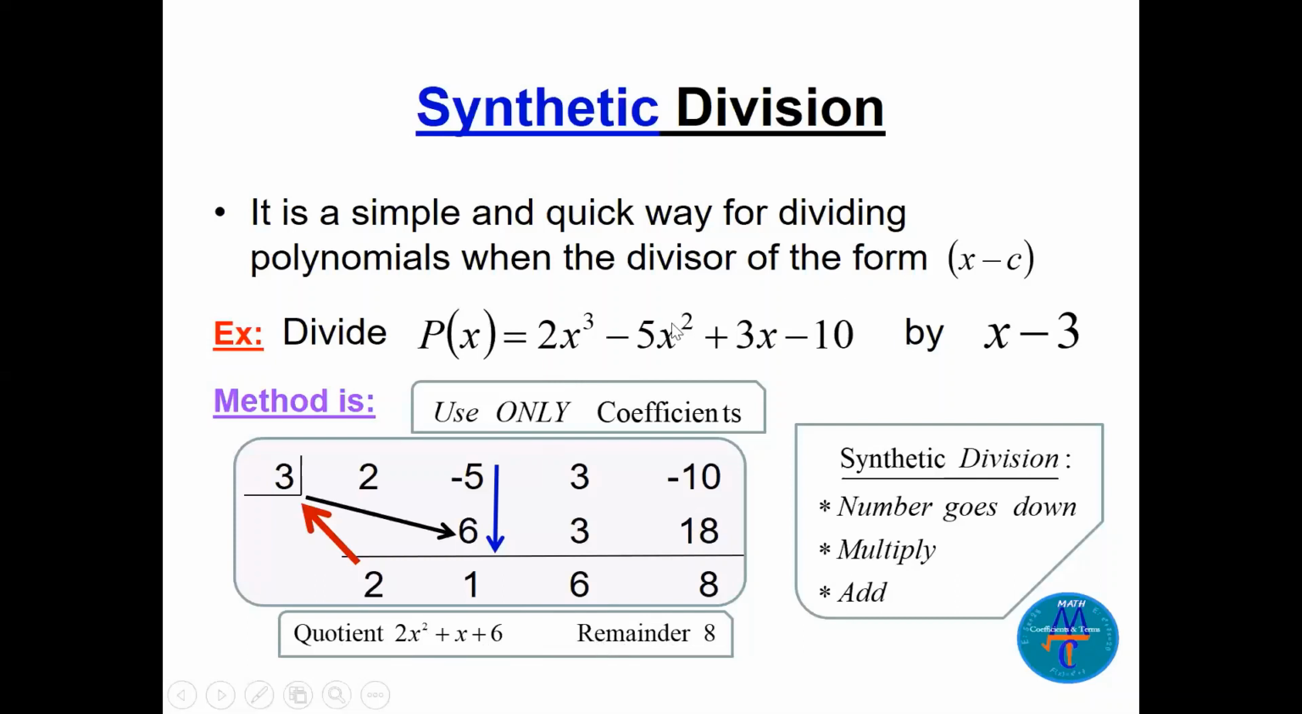Very fast. You can use also long division if you like, but you can use synthetic division only if you divide by x minus c. Now we can have x plus 3 also. So on the chair, we put minus 3. In the synthetic division, remember, the number goes down, then we multiply, then we add.